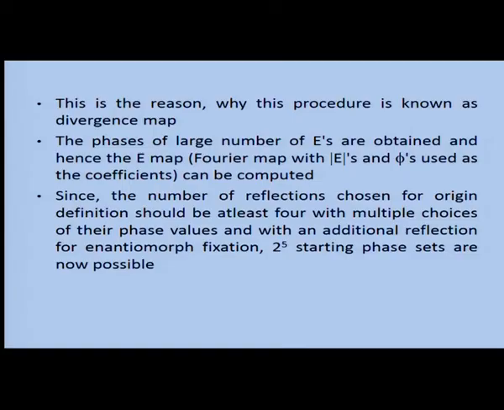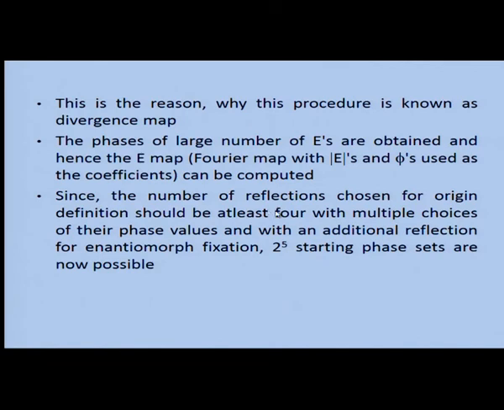Now, depending upon the number of reflections you choose at the start for origin definition, you assume the phases are known, or the signs of reflections are known if it is centrosymmetric. If you take five reflections, each has a choice of positive or negative sign, so we have 2 power 5 starting phase sets. This is why I am telling you that direct methods are multiple solutions in nature.